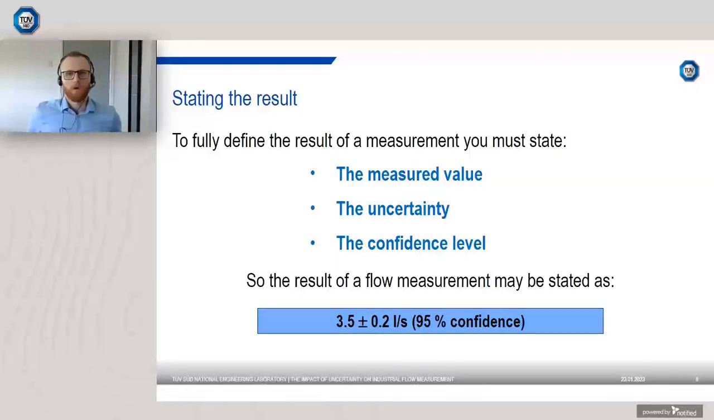So when you have a measurement result, there's 3 things you need to state. You need to state the actual value from the measurement, whether it be a flow meter, a thermometer, pressure gauge. You need to state the uncertainty in that value, and then finally the confidence level associated with that uncertainty. And as it says here, an example is this is a flow meter in this case. So the result of a flow measurement may be stated as 3.5 plus or minus 0.2 litres per second with a 95% confidence.